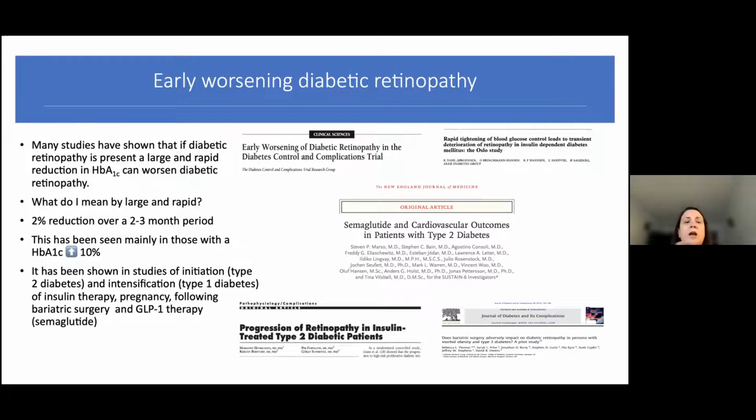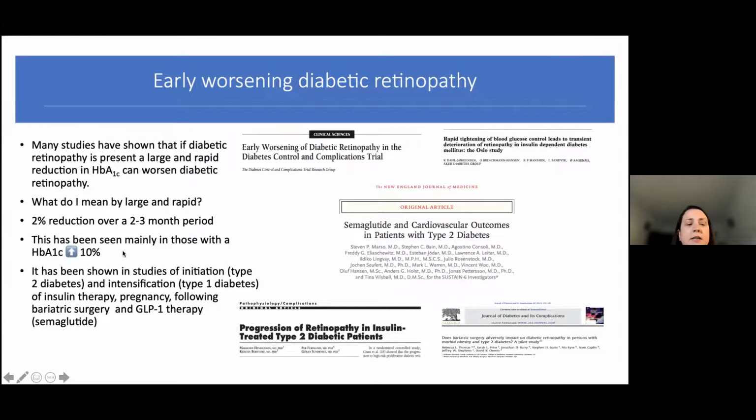But what do I mean by large and rapid? So in SUSTAIN-6, a 2% reduction was seen in the first 16 weeks of the study. So what we say is a 2% reduction in a 2 to 3 month period would be at risk if the retinopathy was already present. If there isn't any retinopathy, then there is no risk of it actually developing.